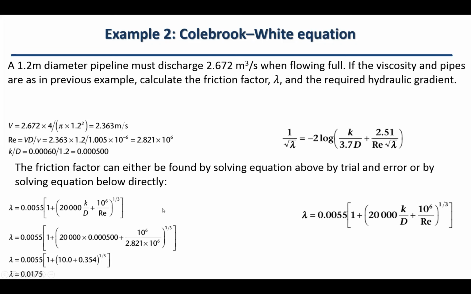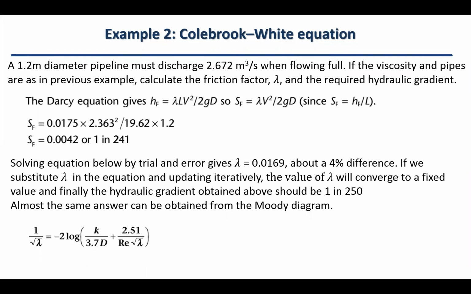So we use that equation. We have K over D, we calculate, and we have the Reynolds number. If you substitute the Reynolds number, lambda can be calculated as 0.0175. So if you have this, we can iteratively calculate lambda in that equation until it converges. And the S_f can be calculated by using the friction equation that we have.